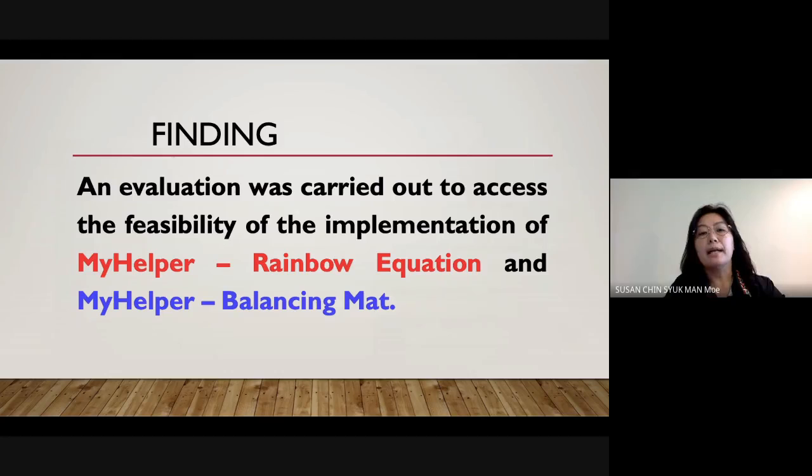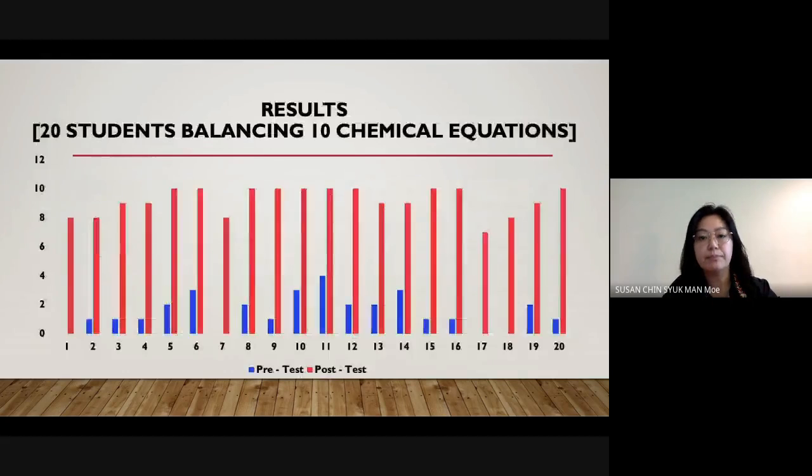The findings and evaluation will be carried out to assess the feasibility of implementing the Myhelper-Rainbow equation and Myhelper-Balancing method. Out of the 20 students chosen from my class, some of them have totally no idea. They do not want to memorize how to balance the equation. They totally have no idea how to do the balancing equation.